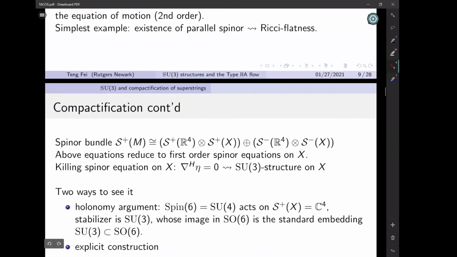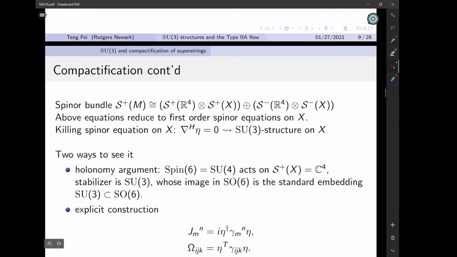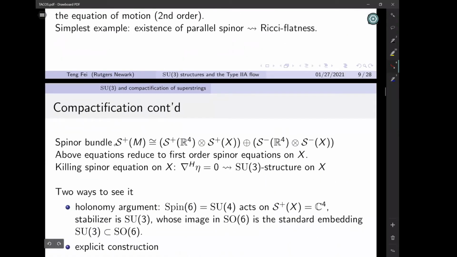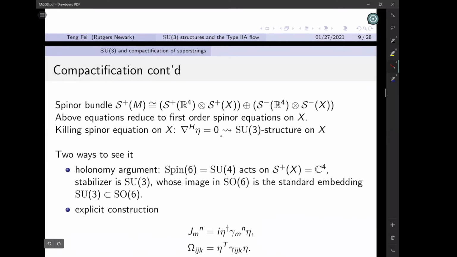So using this decomposition, all these equations here, they are actually spinors on M. It actually reduces to first order spinor equations on X, because on the R4 part, it must be something parallel. This one can show.